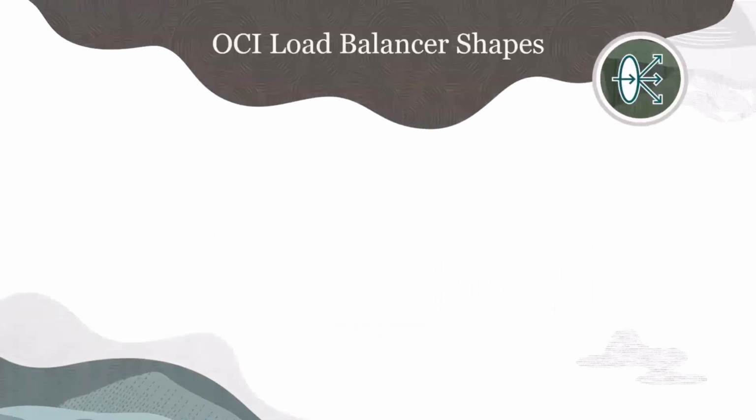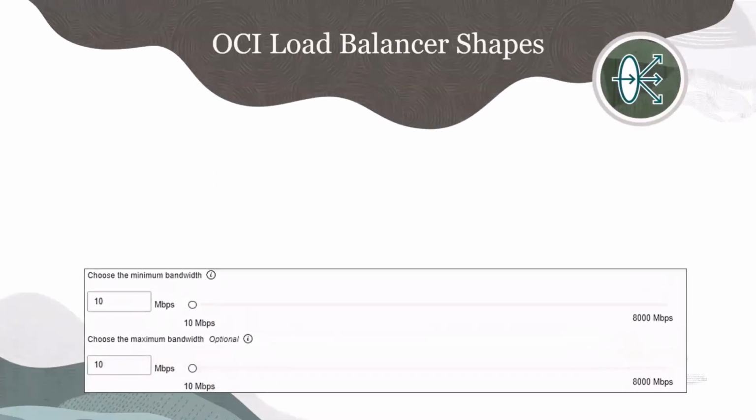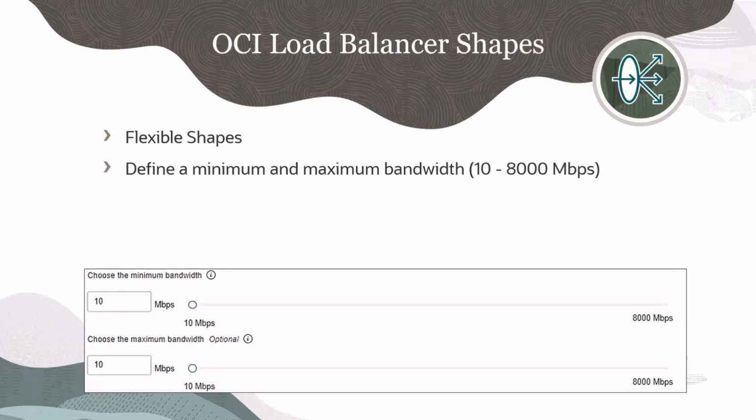So now if we look at the load balancer shapes, this is the option that you see. You have to choose the minimum bandwidth and the maximum bandwidth. And the option that is available to you is from 10 to 8000 Mbps. So just specify the minimum and maximum bandwidth. And therefore we call it flexible shape. Now previously there used to be a dynamic shape when it comes to load balancer, but now OCI does not allow you to create a dynamic shape. So you have to go with flexible shape. So just define minimum and maximum.